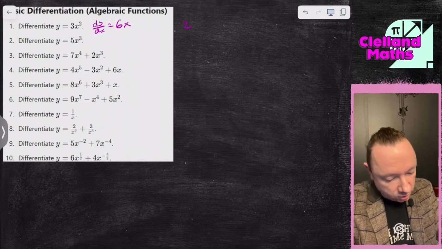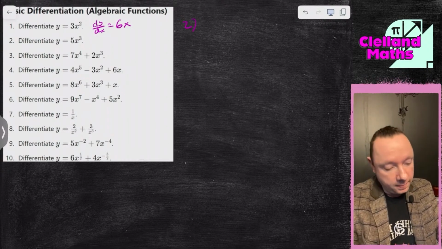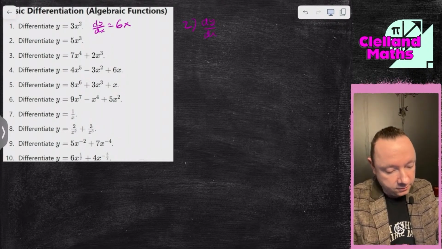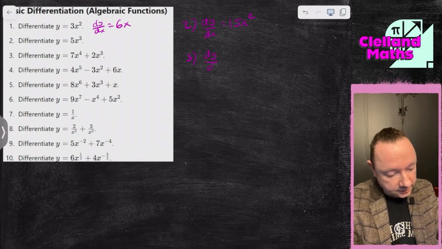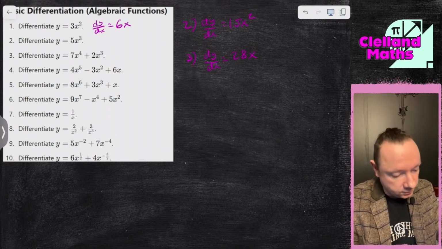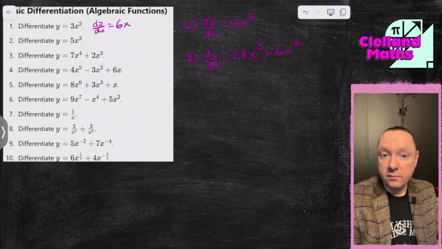Right, let's do question 2 at the side. 5x cubed, so dy by dx. 3 5s is 15, and then we've got x, and take away 1, squared. Okay, nice and easy to start with. Question 3. dy by dx. 4 7s is 28x. 4 minus 1 is 3, so 3. And then 2 3s is 6x squared. That's working fine for me.